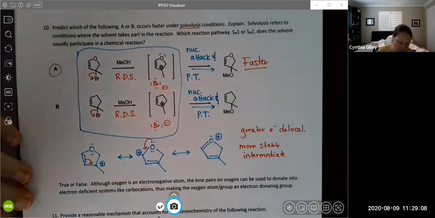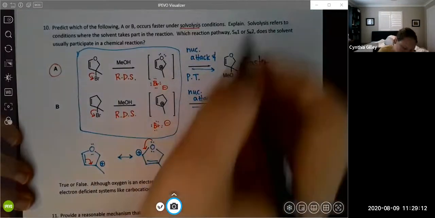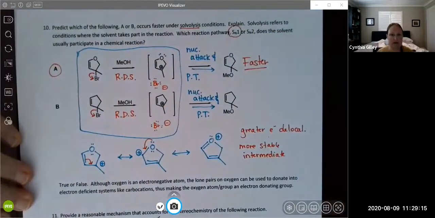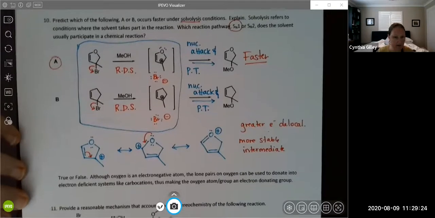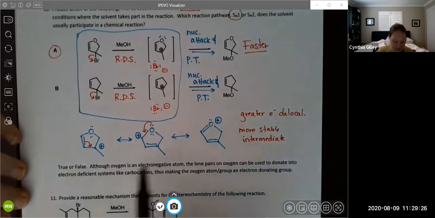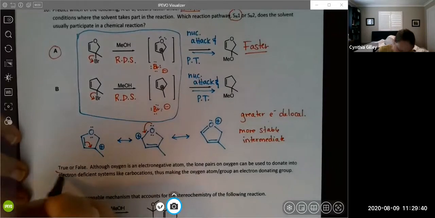It also asks us in which pathway, SN1 or SN2? And the answer is SN1. Does the solvent usually participate in a chemical reaction? Then down here it asks us true or false: although oxygen is an electronegative atom, the lone pairs on oxygen can be used to donate into electron deficient systems like carbocations, thus making the oxygen atom or group an electron donating group. And that is true.